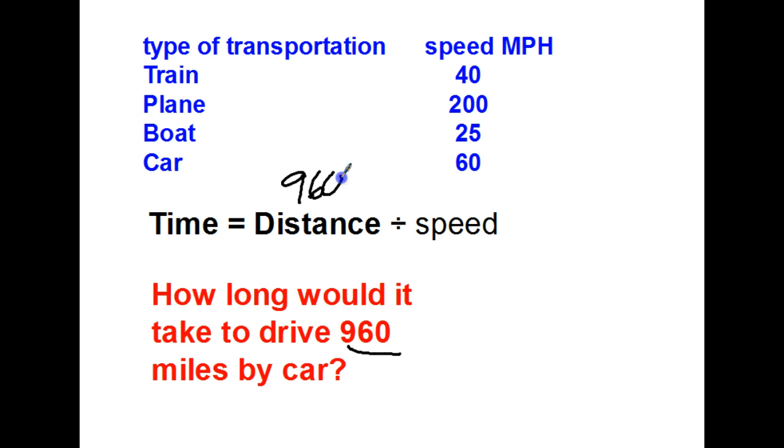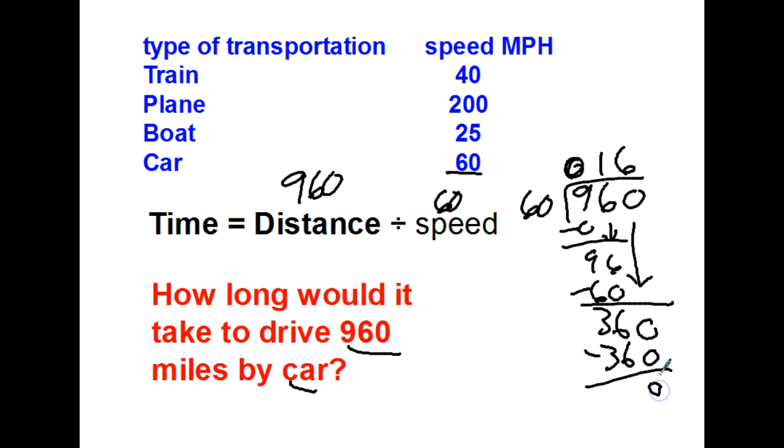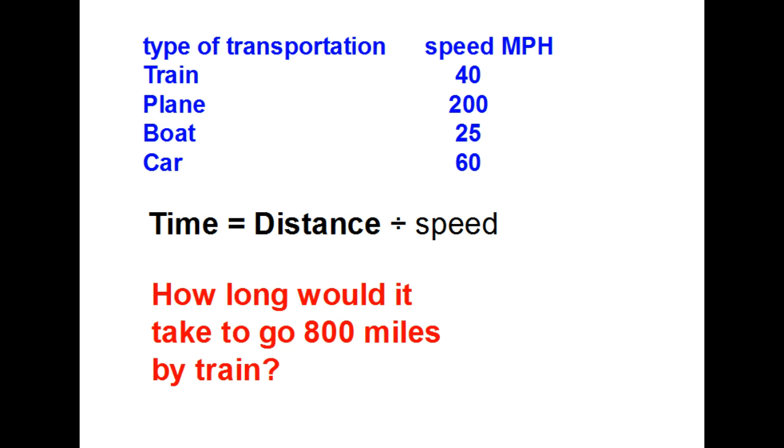My distance is 960. I'm driving a car. My speed in the car is about 60 miles per hour. So 960 divided by 60. No 60s in 9. How many 60s in 96? 1. I got 36 left. Bring down my 0. How many 60s in 360? Well, how many 6s in 36? 6 of them. And it comes out with no remainder, so it would take 16 hours in a car.